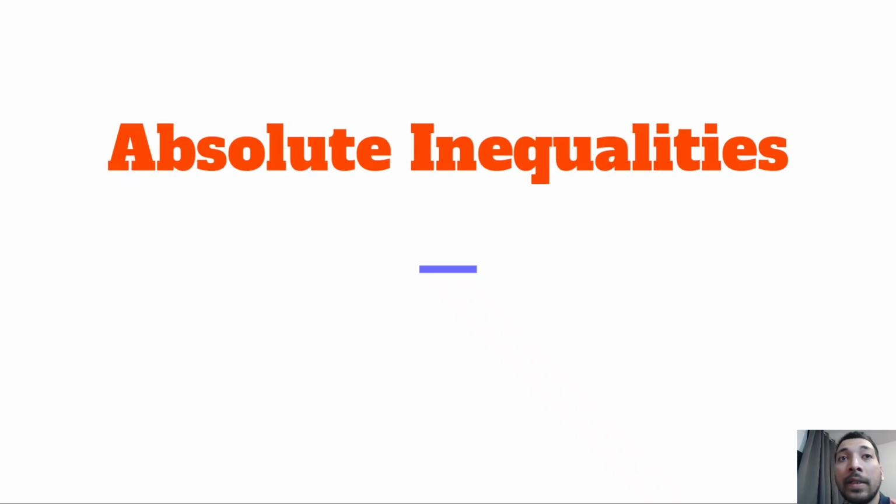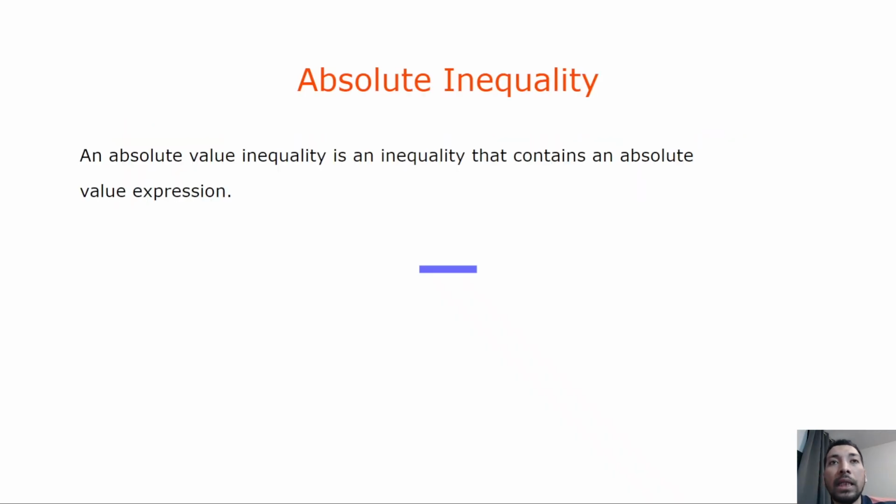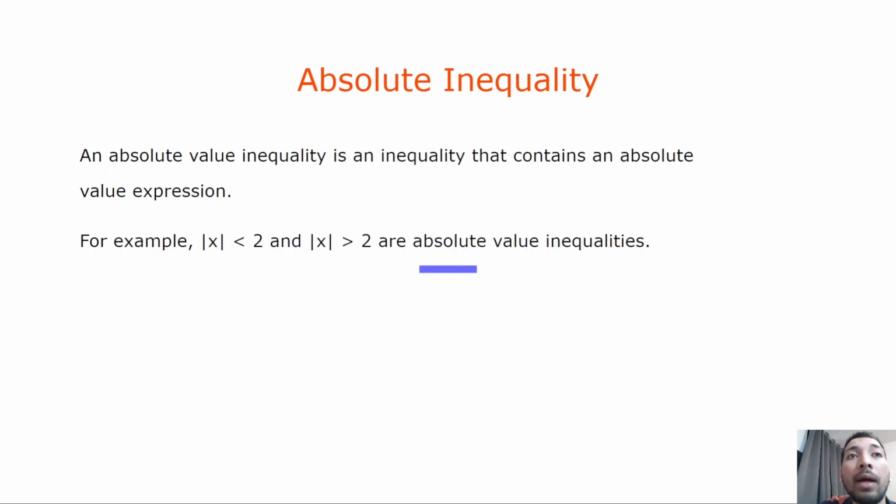Okay, so let's start. An absolute value inequality is an inequality that contains an absolute value expression. For example, if you have absolute value of x less than 2 and absolute value of x greater than 2, these are absolute value inequalities because these two inequalities contain an absolute value expression.